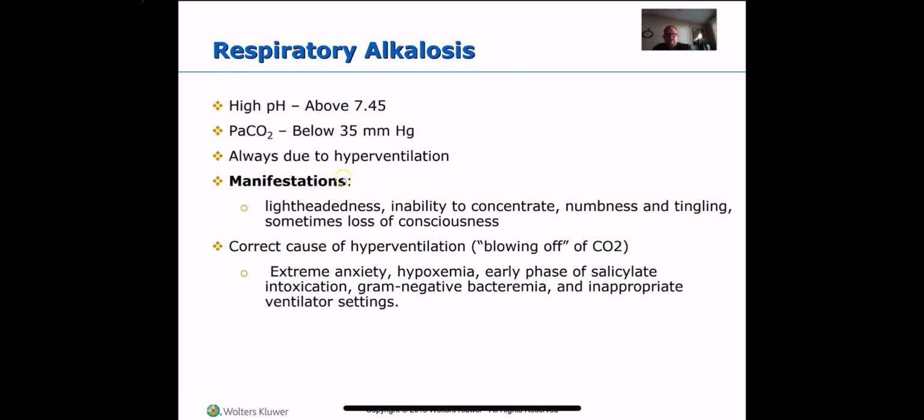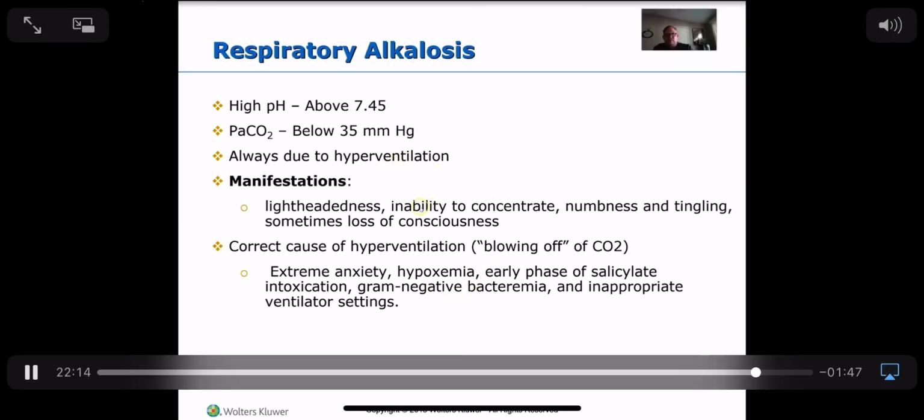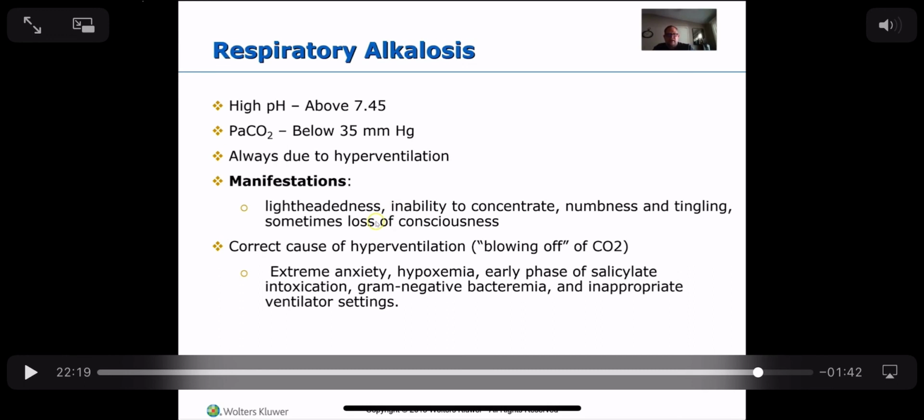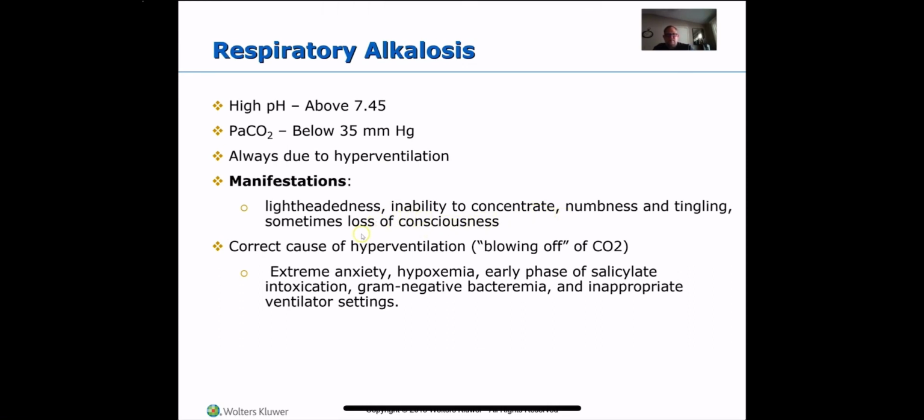With alkalosis, you're looking at a high pH above 7.45. Pretty much always due to hyperventilation. So if you're blowing off a lot of CO2, your pH is going to go up. Symptoms are lightheadedness, inability to concentrate, numbness and tingling, and possible loss of consciousness. What you have to do is correct the cause of hyperventilation.